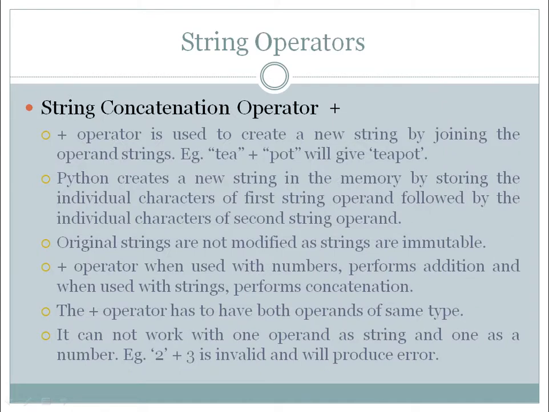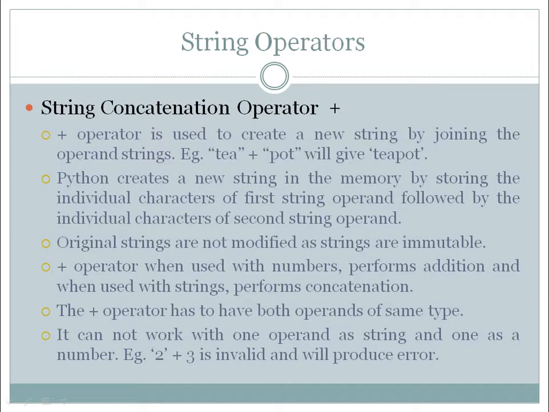Now let us see string operators. What are the operators that are used with strings? Number first is plus, that is called the string concatenation operator. The plus operator is used to create a new string by joining the two strings that are provided as operands. For example, if we have two strings T and pot and we put a plus sign in between, we will get a new string and it will be teapot. No spaces in between. Teapot.